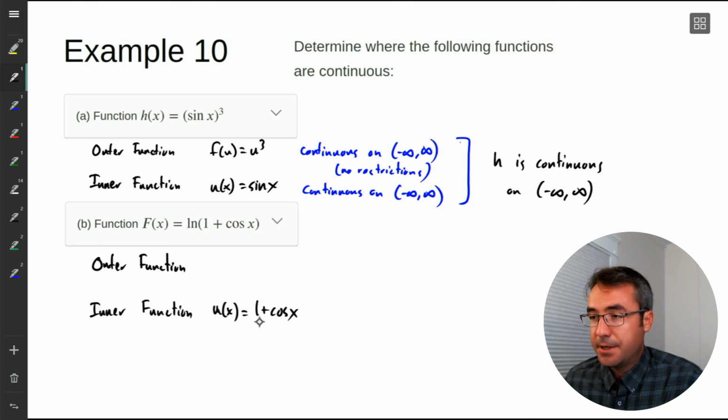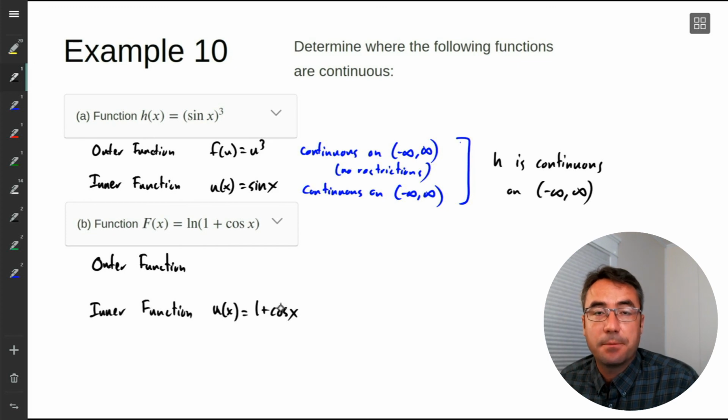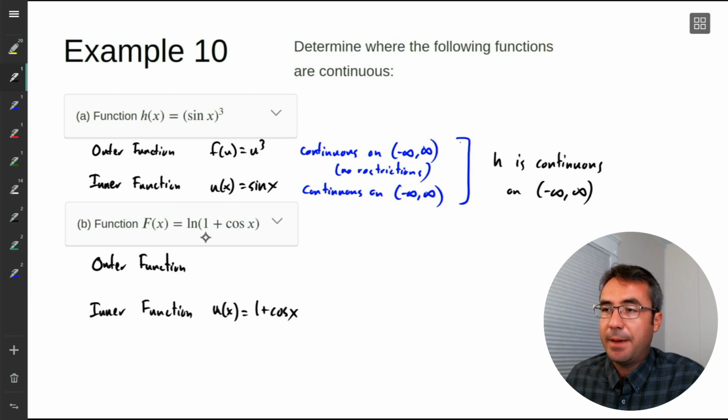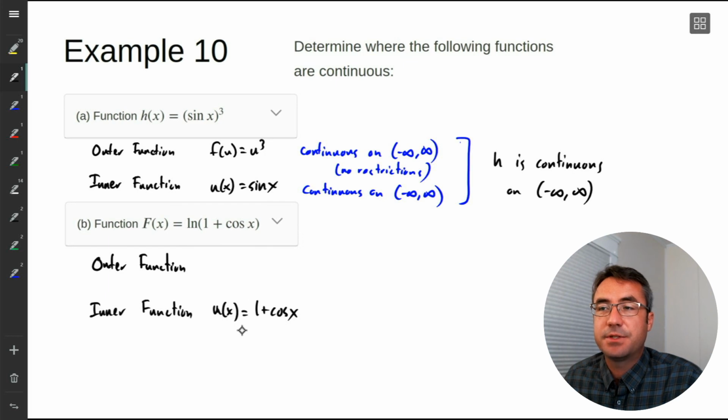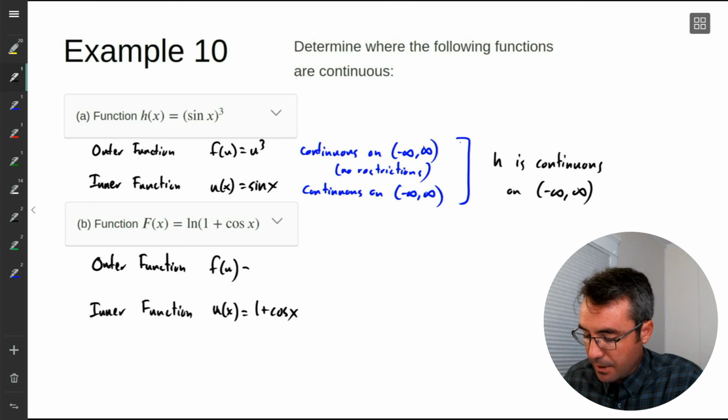Now, as it is, this thing is continuous everywhere. But what happens is we're going to take that result and plug it into our outer function, which is everything that happens outside, the natural log. So let's call our outer function natural log of u.